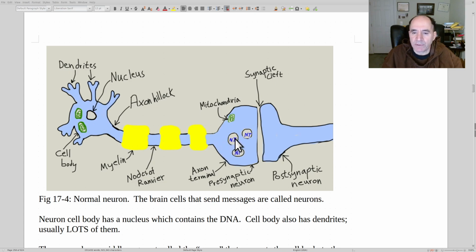But these are neurotransmitter vesicles. When activated, they will travel to the plasma membrane of the presynaptic neuron, and they will then merge with the membrane. The neurotransmitter is released, diffuses across the synaptic cleft, and then binds to the postsynaptic neuron's receptor, and it will exert an effect on the postsynaptic neuron.